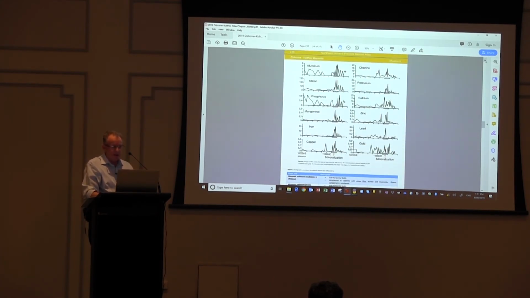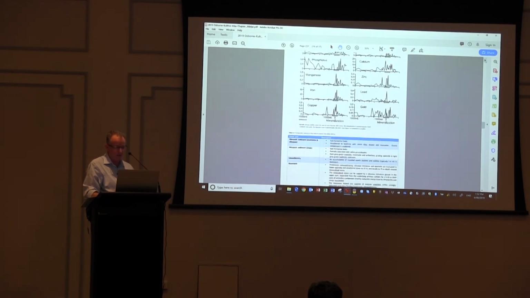This is the Syrah gas traverses over the top of the deposit, which appear to delineate the mineralisation. You look at copper there; it seems to directly overlie the mineralisation.